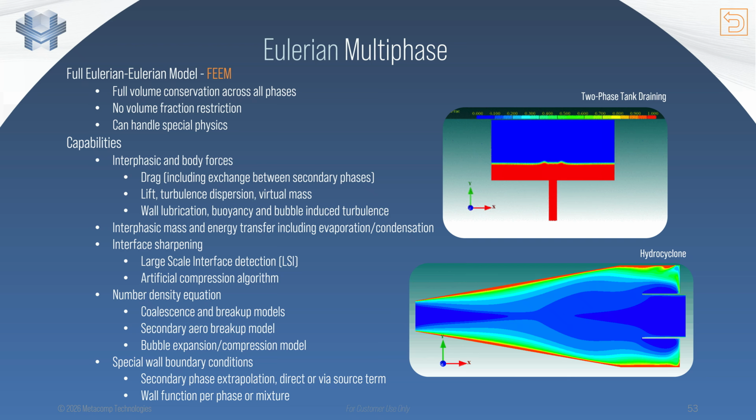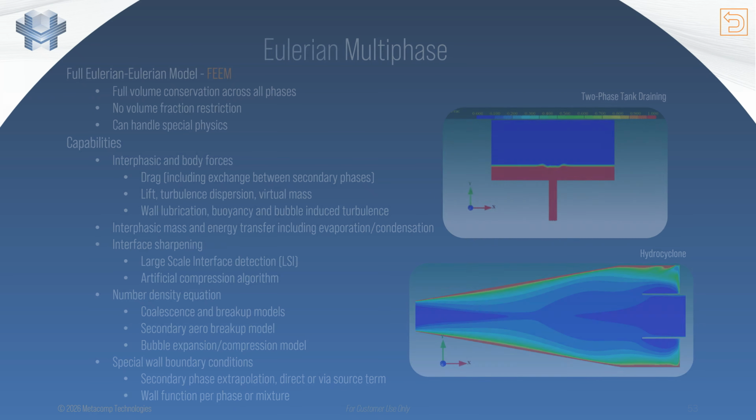Interface sharpening is achieved through large-scale interface detection and artificial compression techniques. Additionally, the solution of the number density equation enables the inclusion of coalescence, breakup, and bubble expansion and compression models. Specialized wall boundary conditions are available to accommodate specific scenarios, ensuring accurate and flexible simulations.